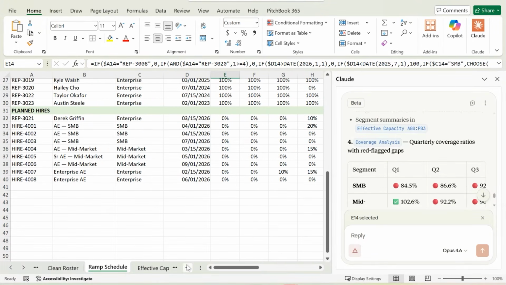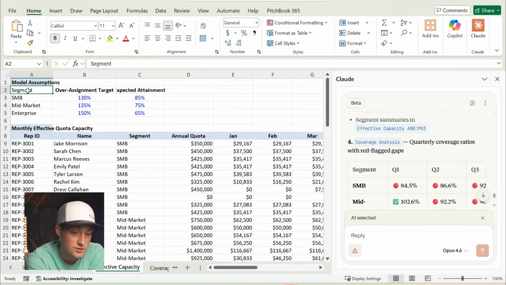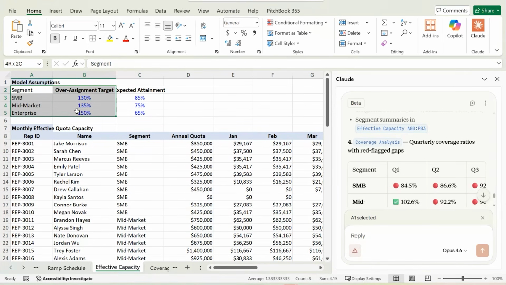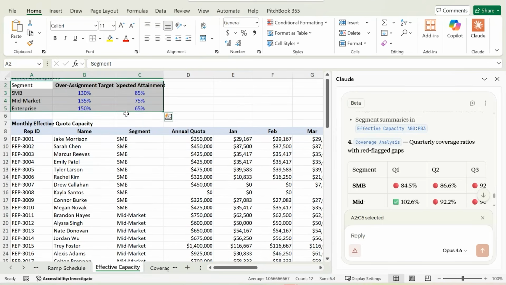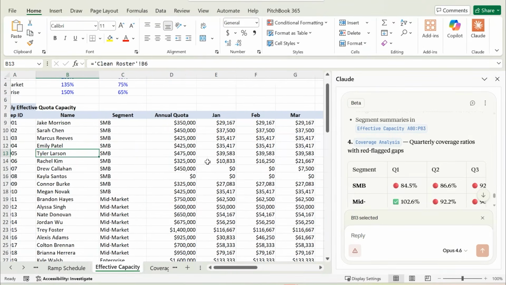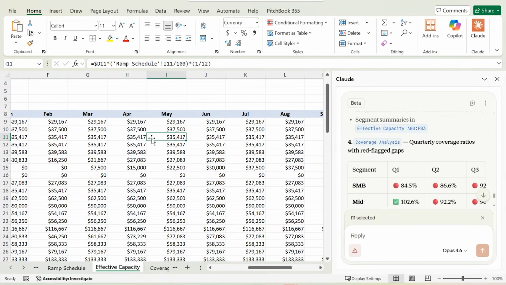Oh, wow. Flagged it. So effective capacity. Let's check this out. Remember those assumptions we logged? So S&B, 130% over assignment, expected attainment 85, mid-market, 135% over assignment, 75% attainment, enterprise, 115, 65. So has each rep existing and planned, then it has their annual quota, and then it puts it in dollar terms. So it's probably, yeah, it's multiplying out based on the ramp schedule we had here.